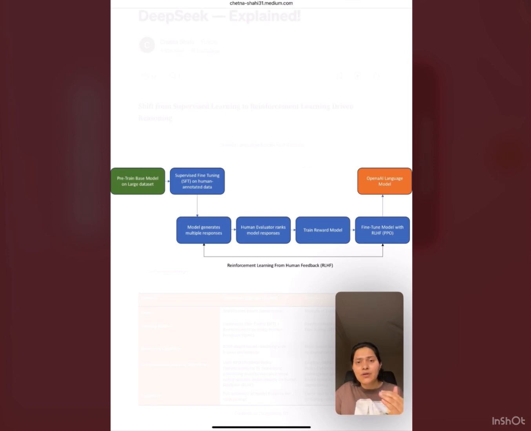Now you could understand that this is an iterative process, but does it mean that the human evaluation is needed all the time? No, human evaluation is not needed all the time.